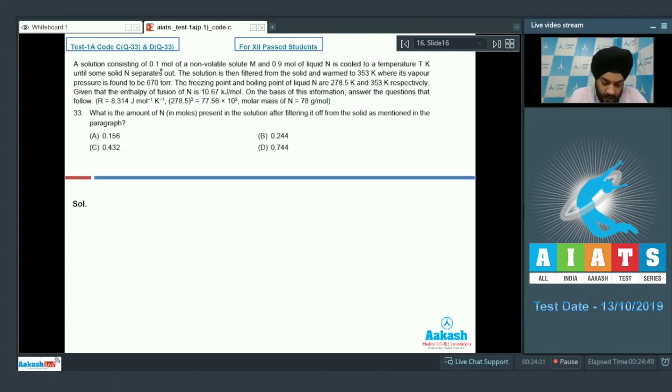A solution consisting of 0.1 mole of a non-volatile solute M and 0.9 mole of liquid N is cooled to a temperature T Kelvin until some solid N separates out. So we had 0.1 moles of M and 0.9 moles of N. The solution is then filtered from the solid and warmed up to 353 Kelvin, where its vapor pressure is given to be 670 torr. The freezing point and the boiling point of the liquid N are 278.5 Kelvin and 353 Kelvin respectively.